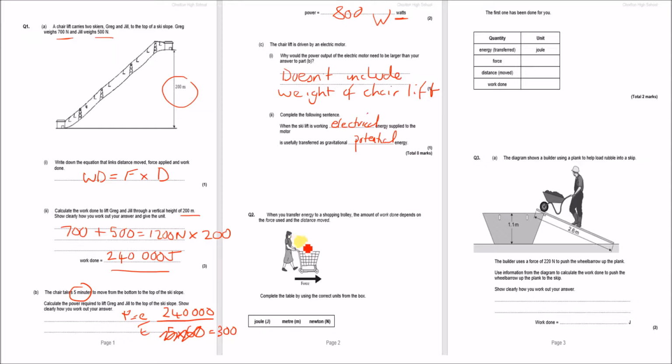Okay, the next question. So we're going to fill in this table. So force is in newtons, which is a capital N. Distance is in meters, which is lowercase m. And work done is in joules, which is a capital J.